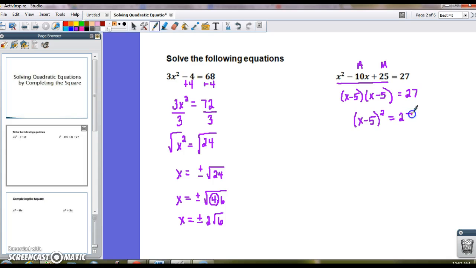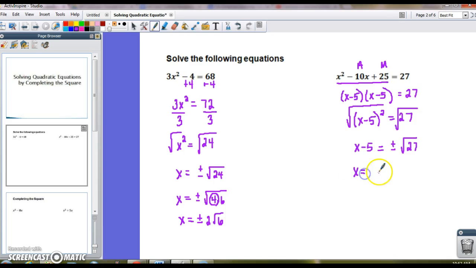And that equals 27. The only difference between the problem on the left and the problem on the right is that on the right I have this binomial squared, where on the left I just had x squared. But I'm going to solve it the same exact way. To solve for x, I'm going to take the square root of both sides. When I take the square root of something that's squared, I'm left with just what was squared, which was x minus 5. Because I'm taking the square root, I need to do plus or minus on the right-hand side, so I end up with x minus 5 is equal to plus or minus square root 27.